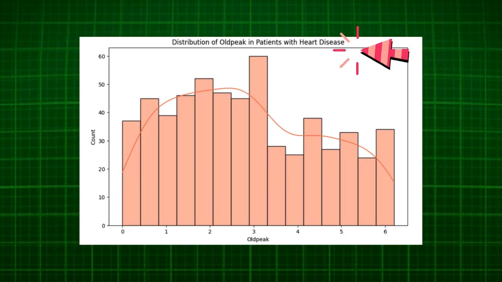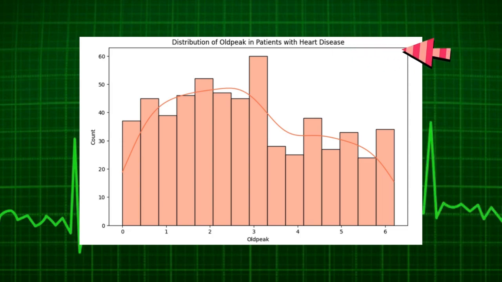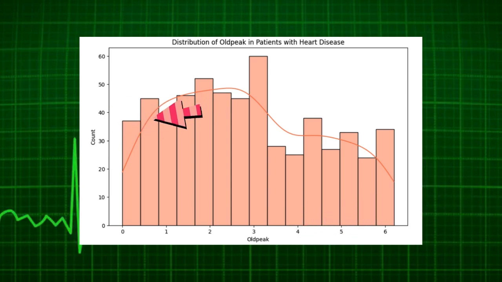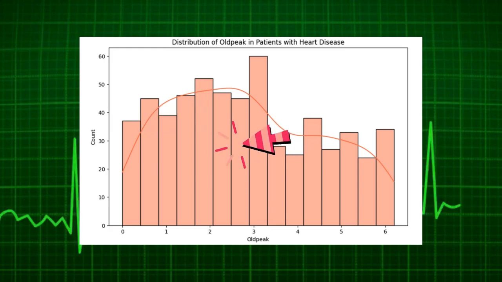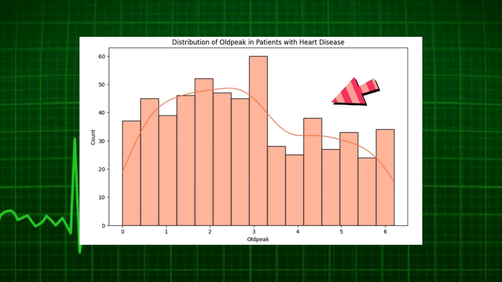Distribution of old peak in patients with heart disease. The plot illustrates the distribution of old peak values among patients with heart disease. Old peak represents ST depression induced by exercise relative to rest. The x-axis shows the old peak values, while the y-axis displays the count of patients. The bars in the histogram provide a visual representation of how frequently each old peak value occurs. Additionally, a line smoothly connects the tops of the bars, highlighting the trend within the data.